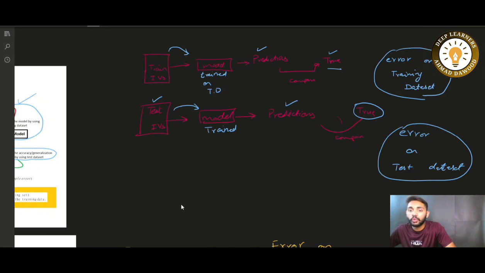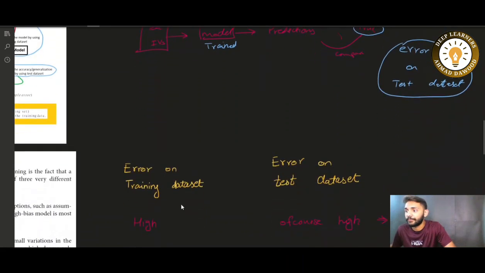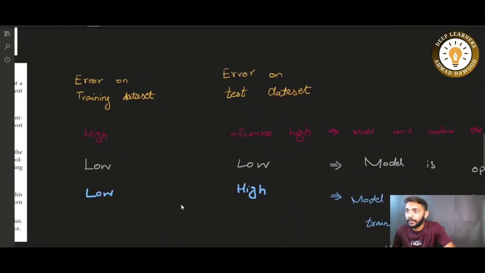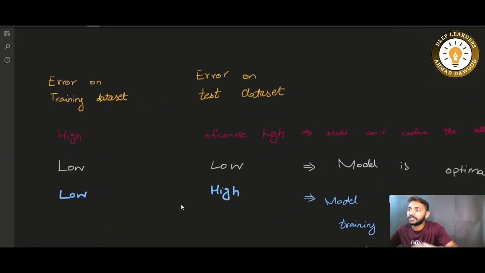Okay, you usually get two types of errors: error on the training data set that it has seen during training, and error on the test data set that it has not seen, or you can say the model has not seen during its training. Now here the more technical discussion begins.